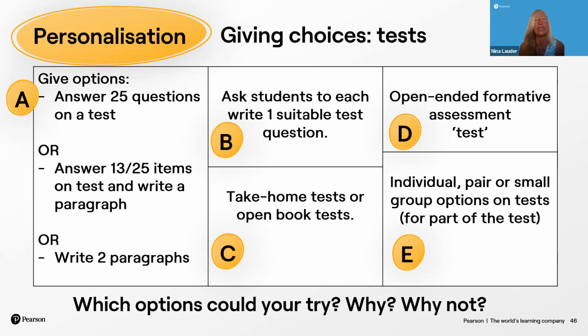So a bit like the graded task we looked at with the writing. You're giving them a choice. You explain what the grading system is and you give them a choice. Letter B, you ask students to write 1 question for the test.